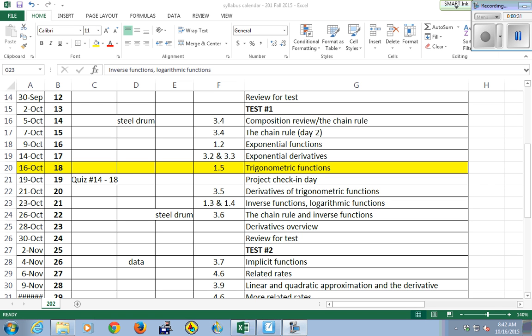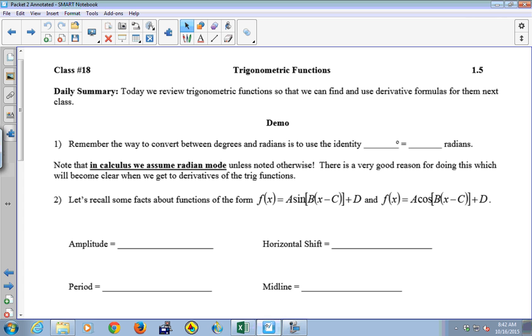Then Monday is your project check-in day, so you should have as much of project 2 completed as you can before Monday so that you can compare with your classmates and ask me questions and get the most that you can out of that day. Today we review trig functions so that we can find and use derivative formulas for the next class.